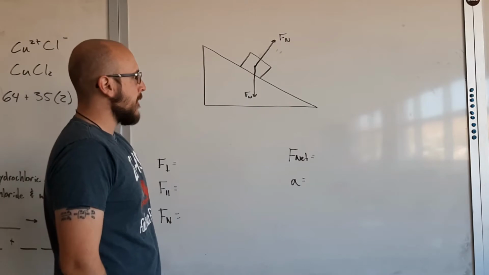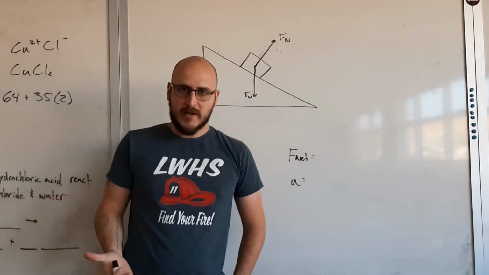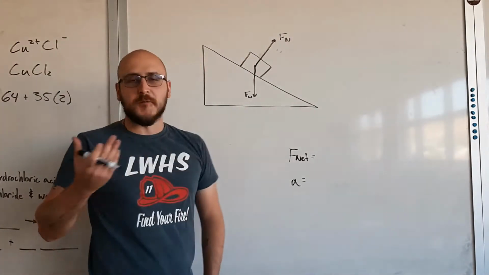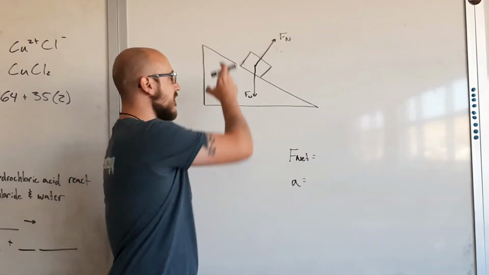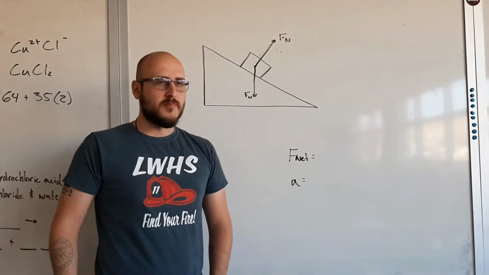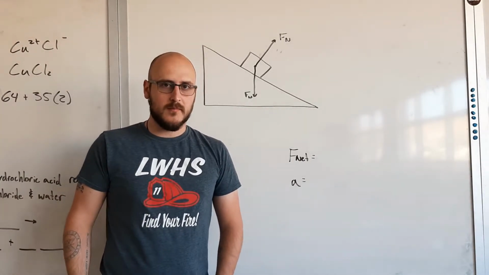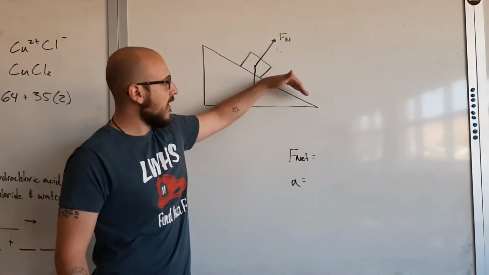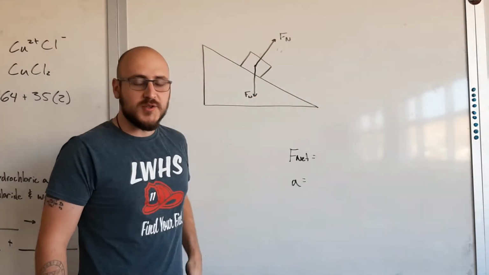So, let's think about what this block is doing. If you don't have friction to slow the block down, clearly it will begin sliding downhill. But it's not moving into the ramp. It is sliding in a direction parallel to that ramp.